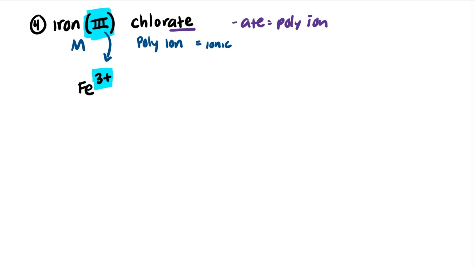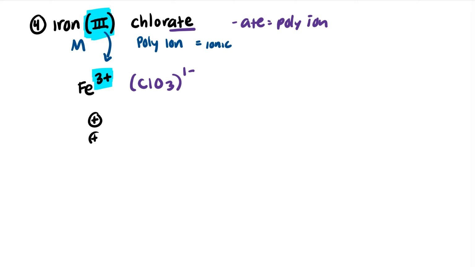Now for the chlorate, it's a polyatomic ion. I have to recall that chlorate has a formula ClO3, and overall its charge is 1 minus. Now that I have the charges of both my cation and my anion, I look at those charges. Are they equal and opposite? Nope, they're not equal and opposite, so I gotta figure out how many of each one to use. And so I'm gonna draw my picture again.